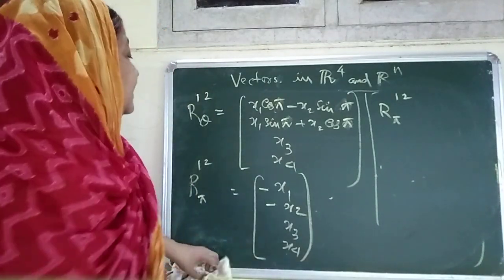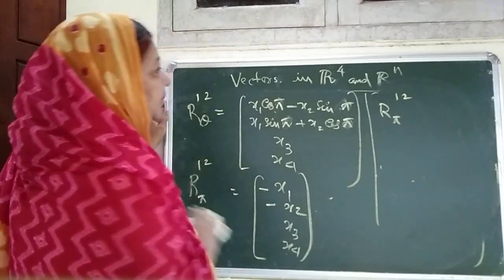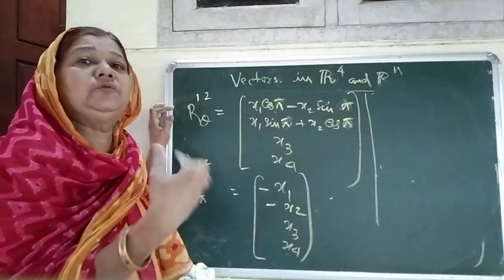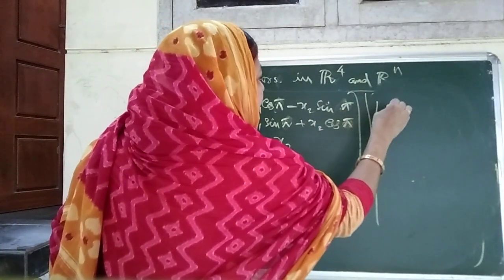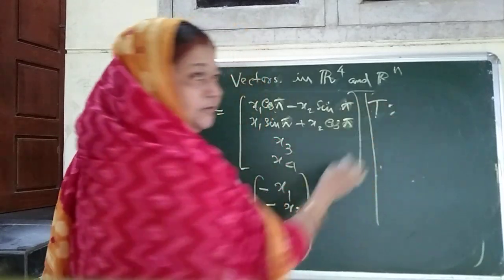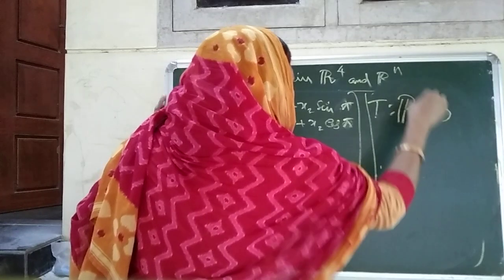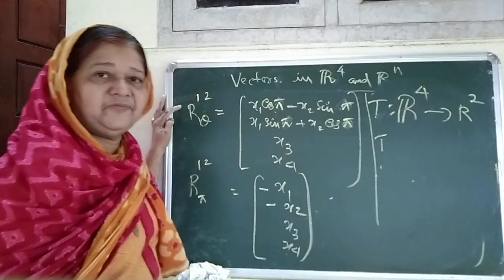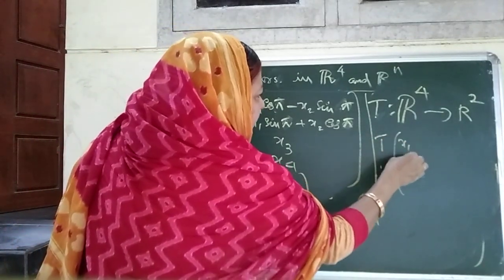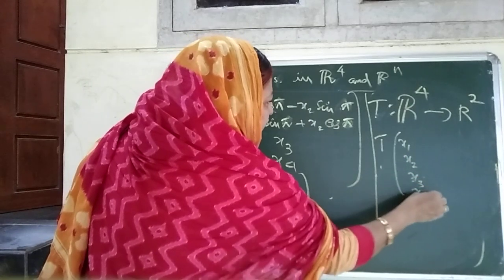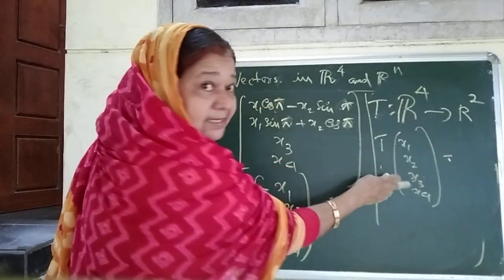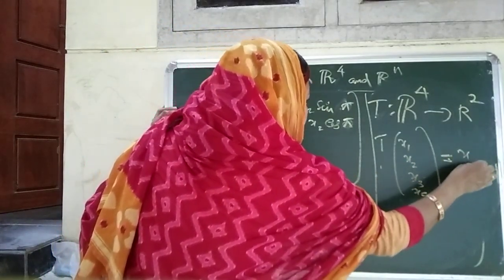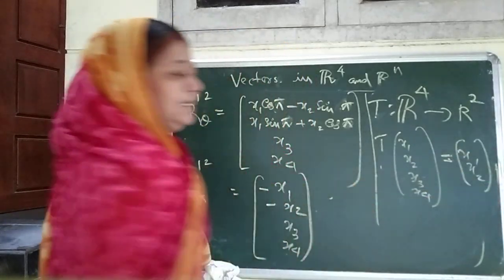Then we define a linear transformation. This is a very interesting thing. It is a linear transformation defined from 4 dimensions to 2 dimensions. That is a linear transformation T, defined from R4 to R2 such that T of x1, x2, x3, x4 is equal to x1, x2, where we drop x3 and x4.